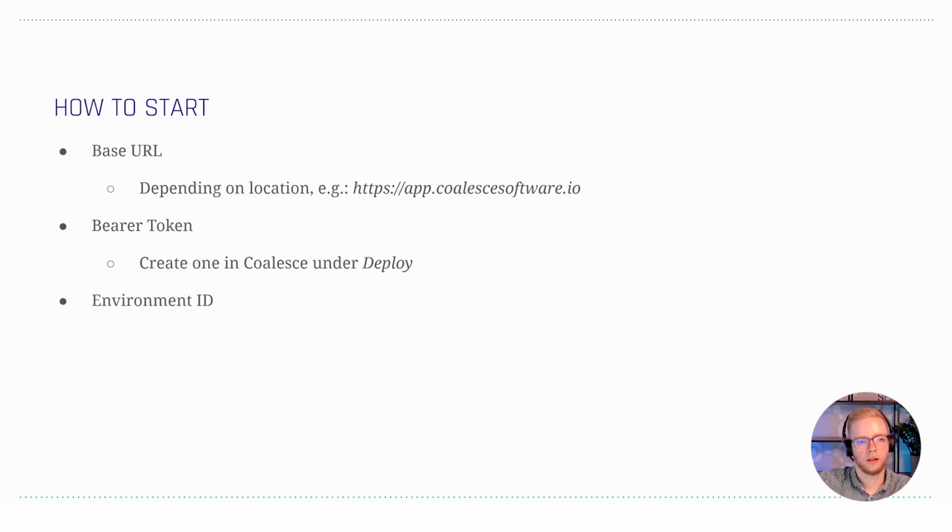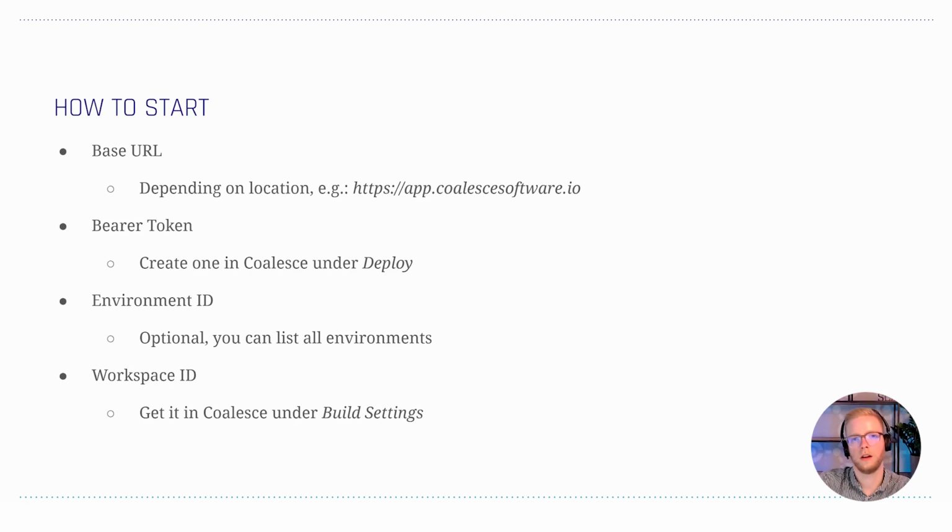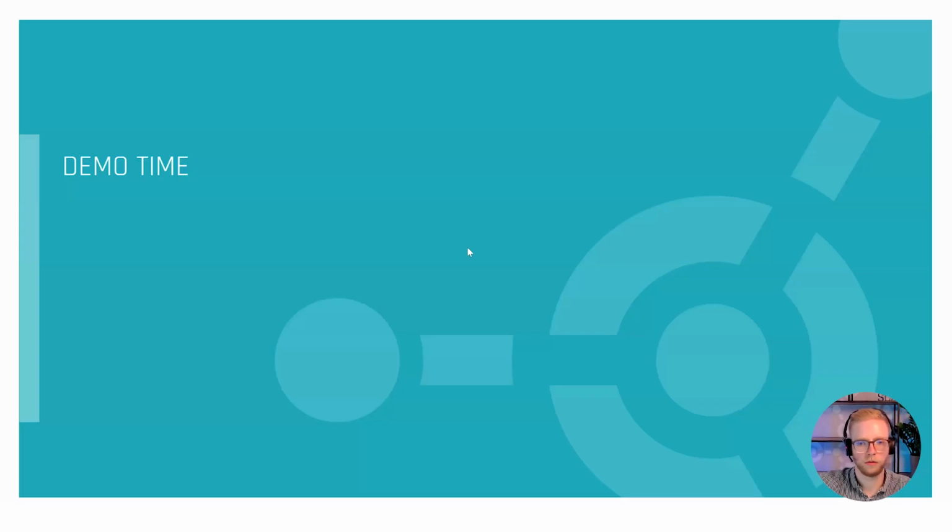You might want to use an environment ID, but you don't really need that, because there's an option to just list all environments. And then, of course, you can get the environment ID of the specific environment that you want to use. But what you're going to need is the workspace ID, because you can't list all workspaces. If you think about Coalesce, you have one project. Inside the project, you have multiple workspaces, and each of those workspaces has an ID. And you get that under the build settings, which I'm going to show you in a second. And with those 4 things, 3 of them are mandatory, you're basically good to go to get started. And that's what we're going to do now.